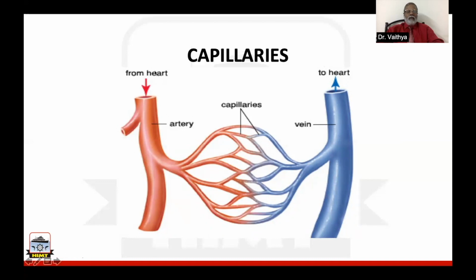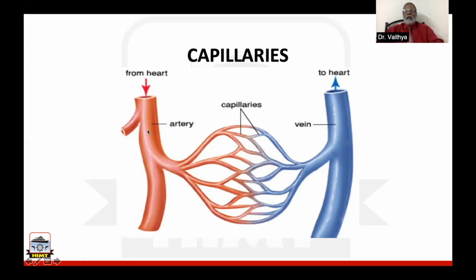So blood comes out from heart. Through artery, it is taken to all parts of the body. What is the main work of blood circulation? Supplying oxygen to all parts of the body. That is the main work of blood circulation. So when blood comes out of the heart through artery, it carries blood to all parts and distributes oxygen to all parts of the body. At one stage, what happens?